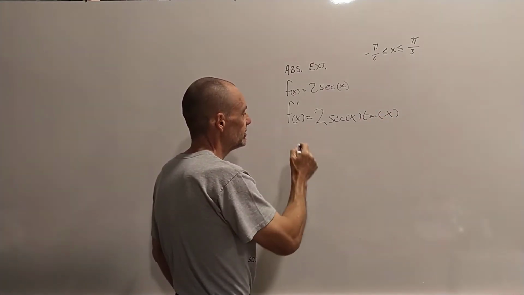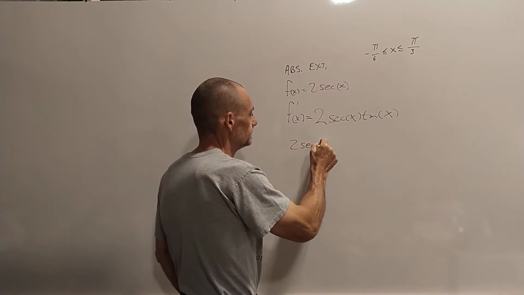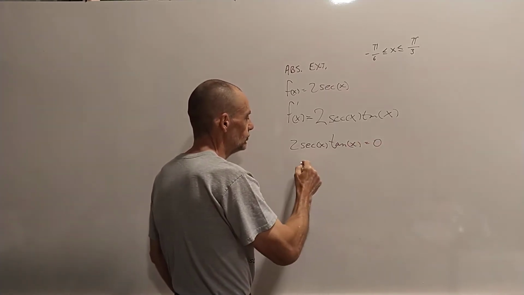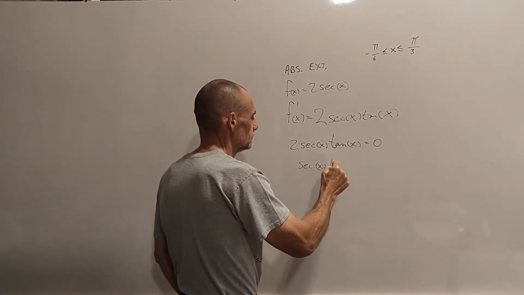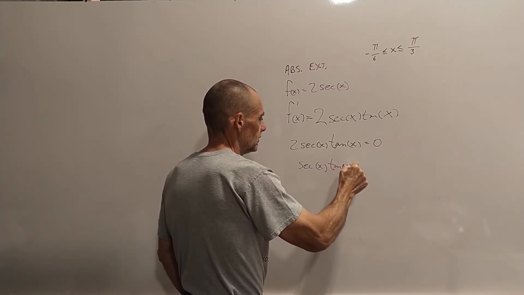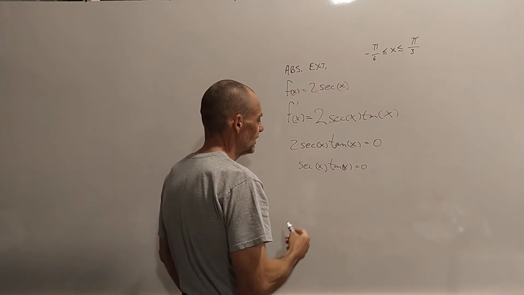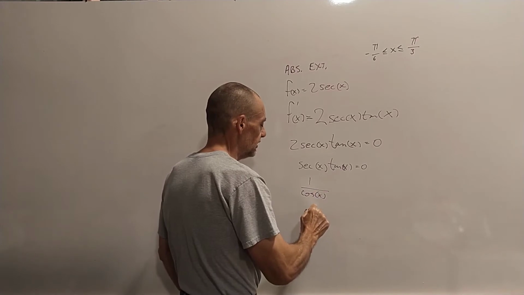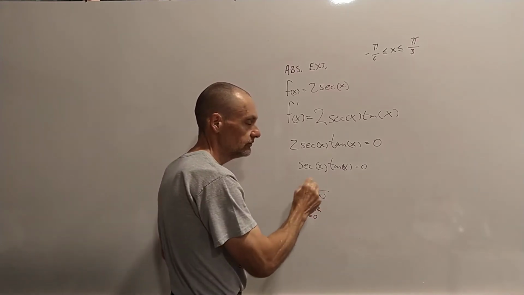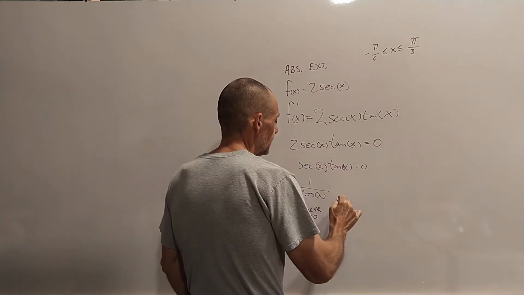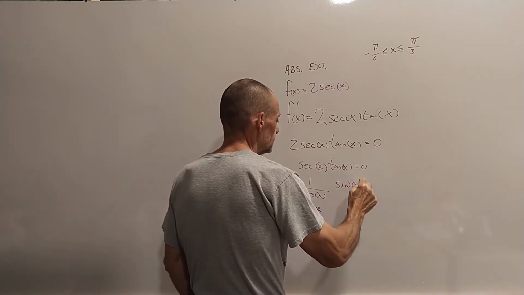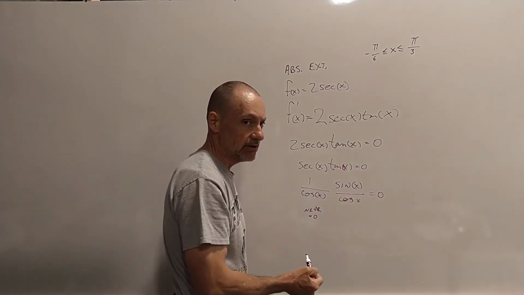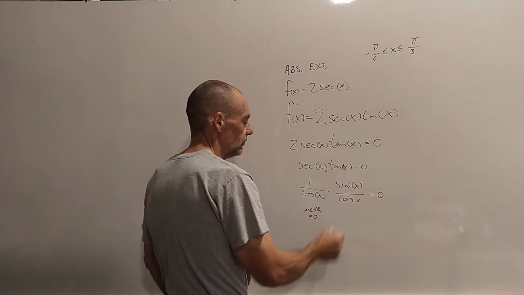So we would need to see where this thing is equal to 0. We can divide both sides by 2, and we end up with this, right? Secant's 1 over cosine. We already said that this thing is never equal to 0, right? And then here we have tangent, and this is sine over cosine. So this product is going to be 0. Since this is never 0, this product is going to be 0 when this is 0.